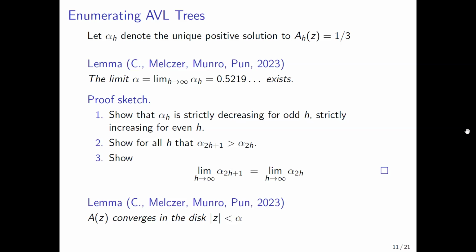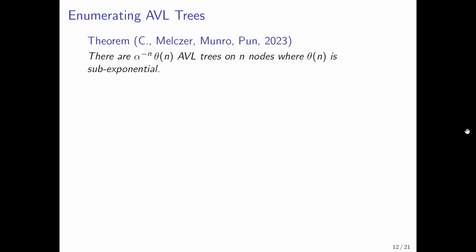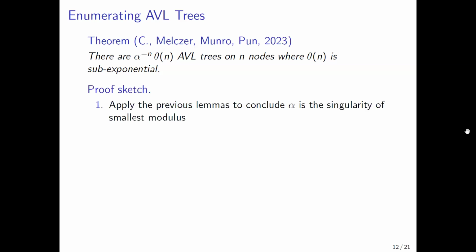And similarly, we know that whenever z is greater than alpha, it will diverge because we'll eventually get two values where a sub h plus 1 and a sub h are both greater than 1/3, and as we showed before, that causes A to diverge. So now our theorem says that if the exponential growth is alpha inverse, there's some sub-exponential component theta of n, and here's the proof.